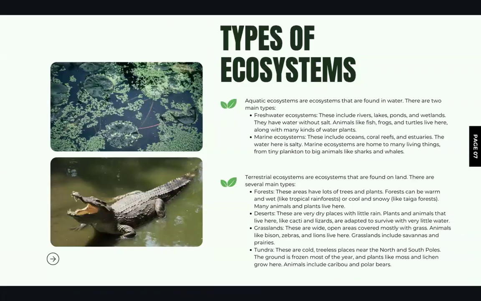Types of ecosystems. The two main types we're going to talk about with this are aquatic ecosystems and terrestrial ecosystems. All you need to know really is aquatic ecosystems are ecosystems within water. There's two types, freshwater and marine or saltwater. Terrestrial ecosystems are everything you can imagine above land, whether that's forests, deserts, grasslands, and tundras. There's plenty more, but just know it's anything above land.